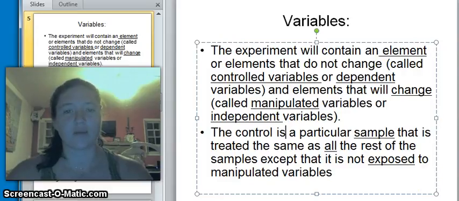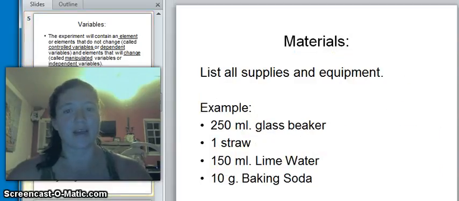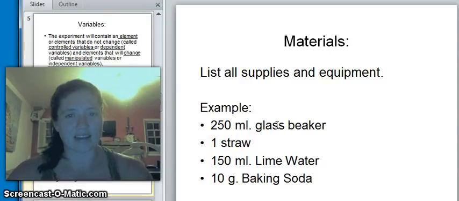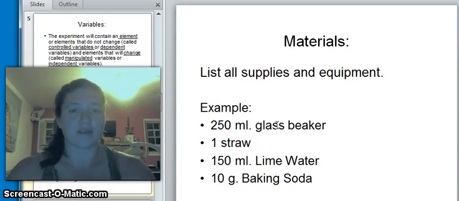The next thing you want to make sure you have in your experiment is a list of materials. And you don't want to just say a beaker. You want to actually be clear. Say it's a 250 milliliter glass beaker. That's important because if someone's trying to recreate your experiment, they need to do it exactly, which means using a plastic beaker versus a glass beaker might not make a difference, but it might. And so that's a variable you want to control.